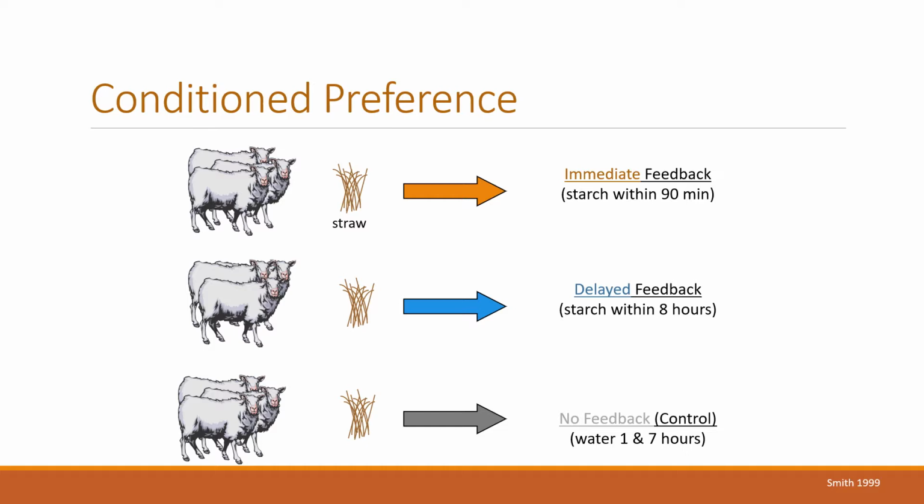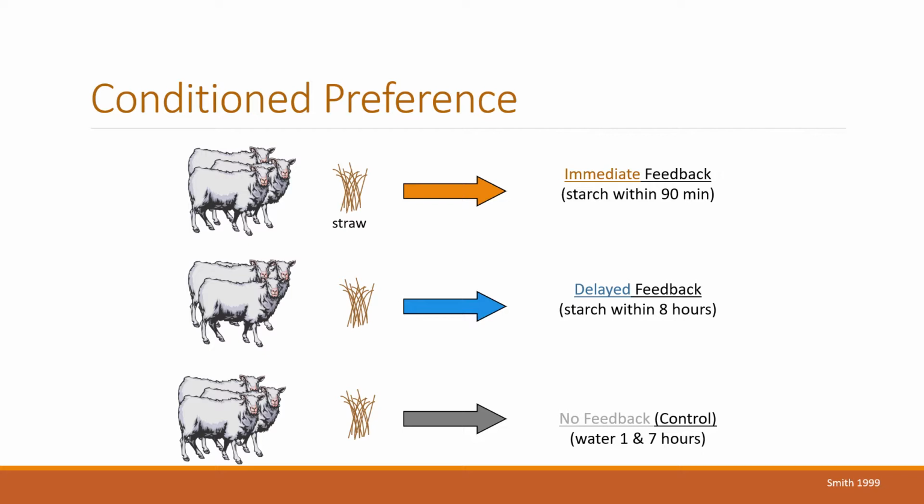So my graduate student Liz Smith and I did an experiment here, and we thought maybe it had to do with how quick the feedback was. We know that if sheep eat starch, they get feedback pretty quickly. If they eat straw or structural carbohydrates, they get feedback, but it takes time for the microbes in the gut to ferment it, so it might take up to 8 hours before they'd start to get an energy boost from eating those structural carbohydrates. And then we also had a control, which was they ate the food and they just got water.